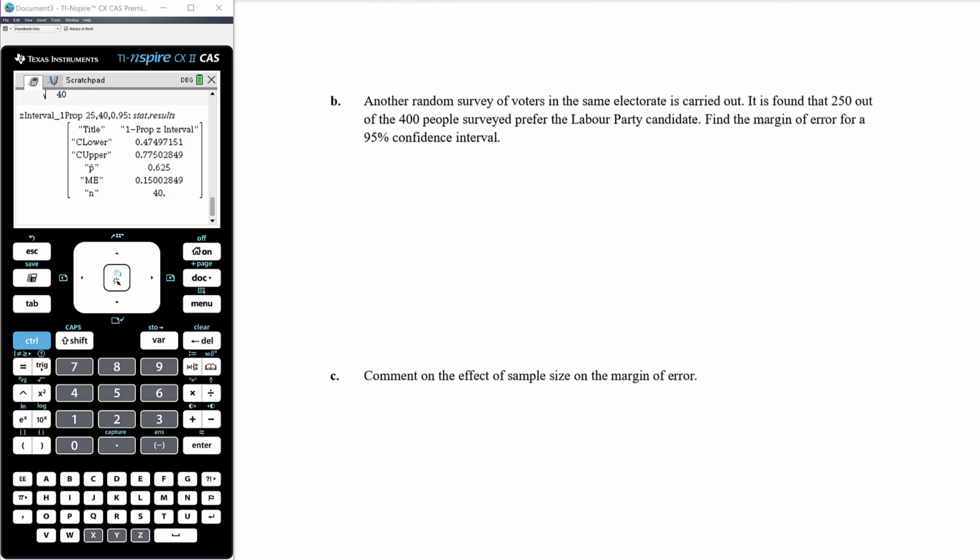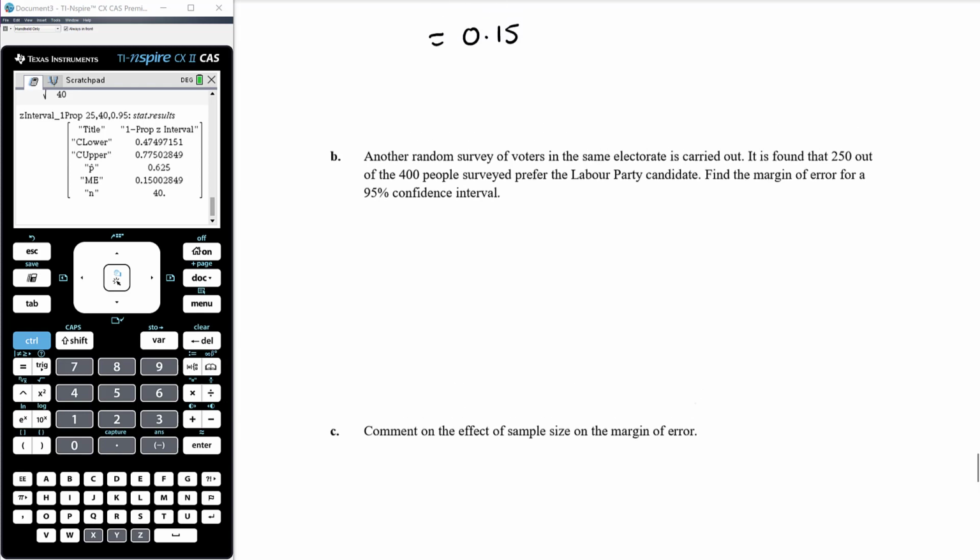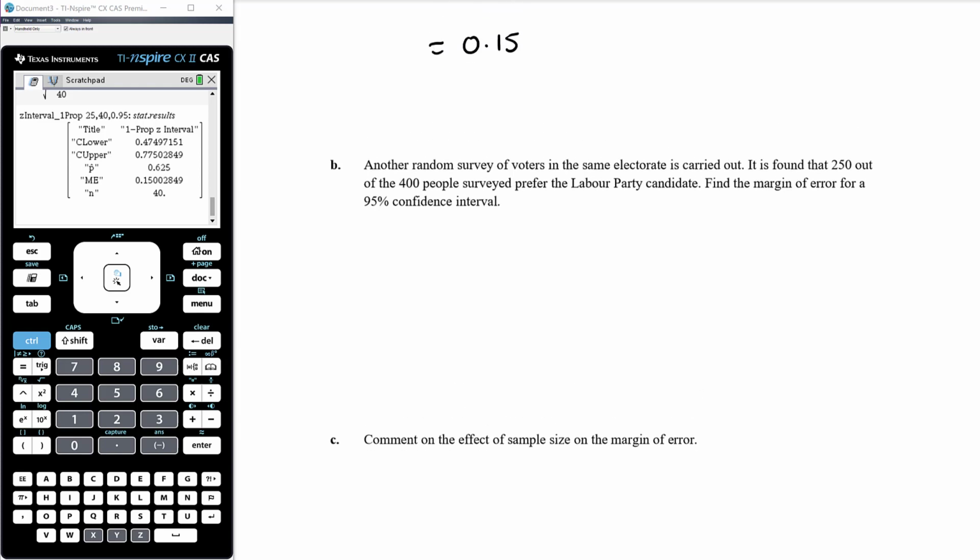Part B, another random survey of voters in the same electorate is carried out. It's found that 250 out of the 400 people surveyed preferred the Labor candidate. Find the margin of error. Okay, so in this case, n is 400. p hat is 250 out of 400, which is the same as 25 out of 40, so it's still 5/8. Okay, so the only thing that's changed is the 400.